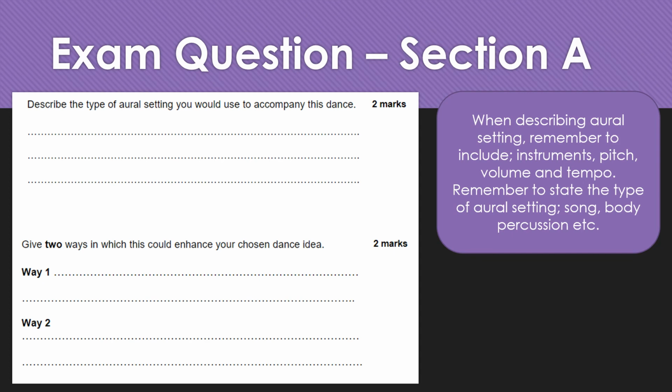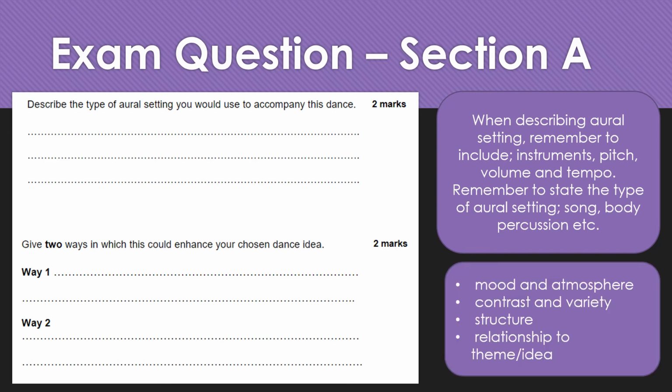So the second question there, 2 marks, give 2 ways in which this could enhance your chosen dance idea. Okay, so the choreographic intention you have just made up for that piece of artwork comes into play here. So you need to give 2 ways in which that could enhance or add to your choreographic intention. So again, here you might want to talk about the mood, the atmosphere. Does it add contrast? Does it add variety? Does it help the structure of your dance? Or does it add to the theme, the idea? So there's some help at the sides if you need it.